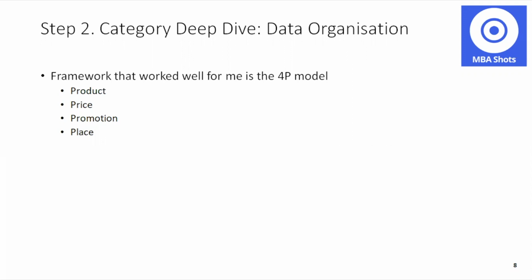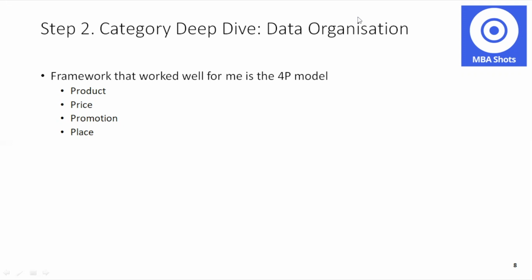And there is obviously going to be a ton of data that you're going to get as you try to study this category, the shortlisted category. And you will need a framework to organize all the data. One framework, one model that has worked extremely well for me is the basic 4P model, Kotler's 4P model. The 4Ps in the model are product, price, promotion, and place.